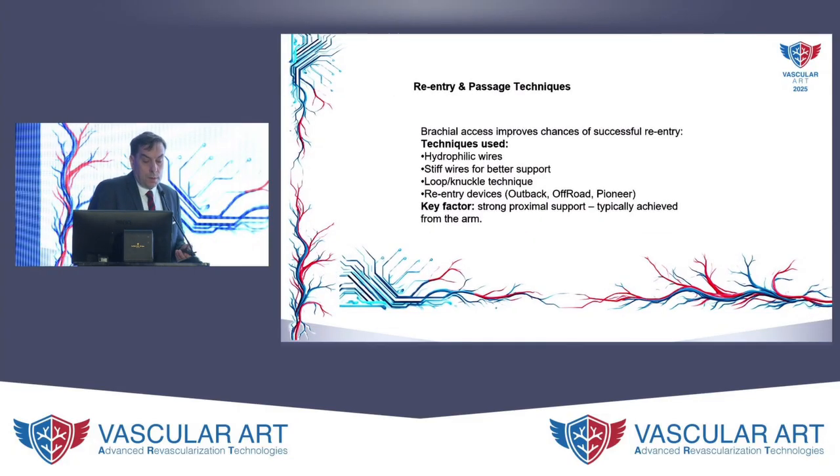So you can do a lot of interventions using the brachial approach. You can make a kissing stent if you use both arms. Stiff wires are very helpful here. When you have two stiff wires as a line, you can very easily deliver the stents to the iliac vessels. So if you have strong proximal support, and use braided sheaths, it's very, very successful.